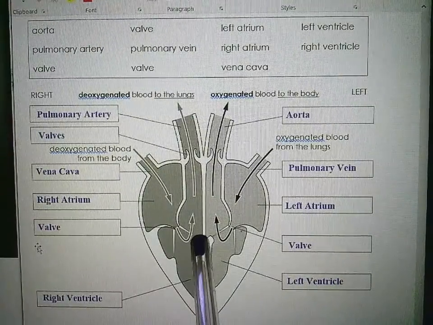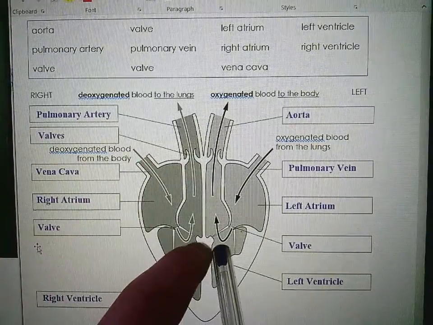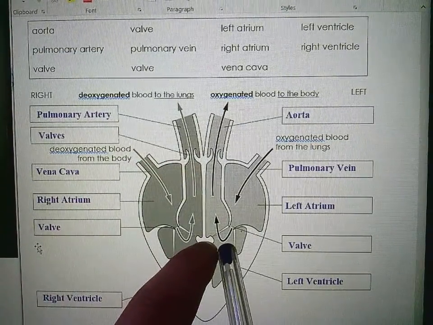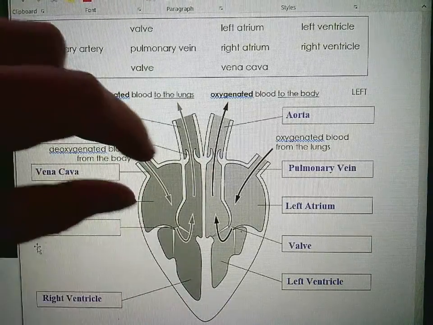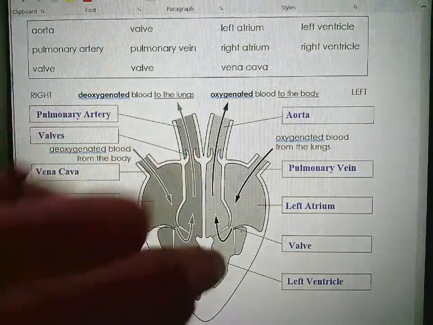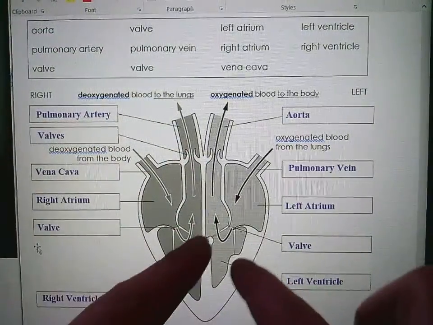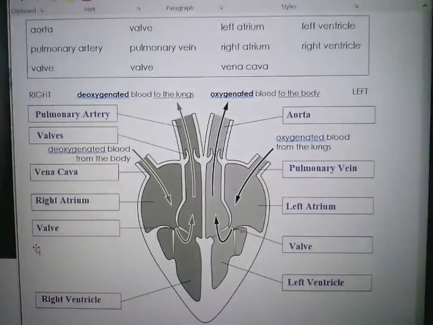You then get to this point here where you have another node. So this is the sinoatrial node. The node here is called the atrioventricular node. So once the blood's been squeezed out, that electrical impulse hits that node and causes it to set off. It then sends an electrical impulse around these sides and squeezes and pushes the blood out.